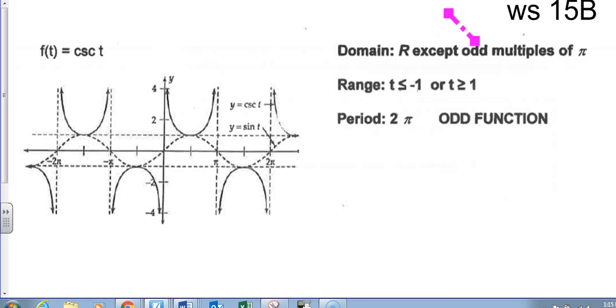On 15b, look real quick. Again, everything that's dotted is a guideline to draw the function. The actual cosecant are just the solid pieces. Everybody okay?